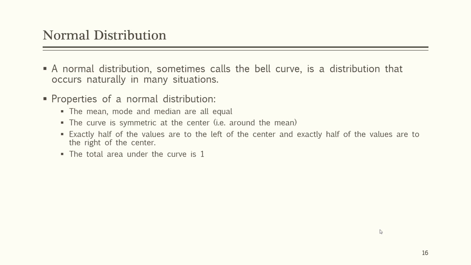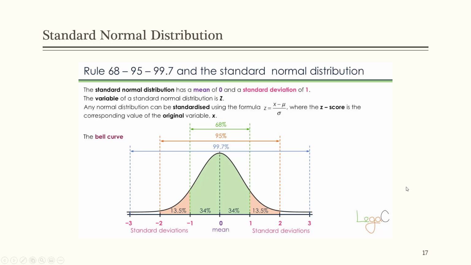Exactly half of the values are to the left of the center and exactly half of the values are to the right of the center. And the total area under the curve will equal 1. So if we look at it here, for the standard normal distribution, there's a mean of 0 and a standard deviation of 1.